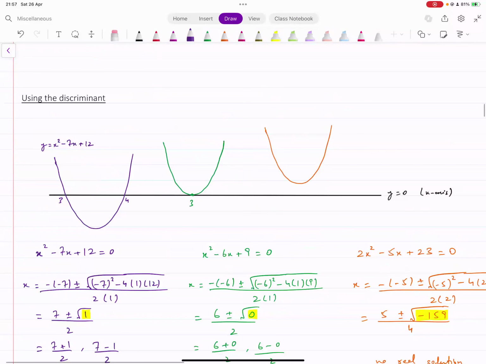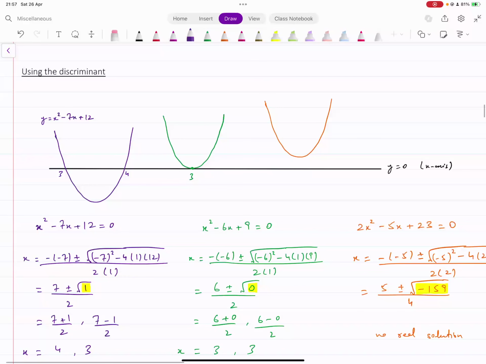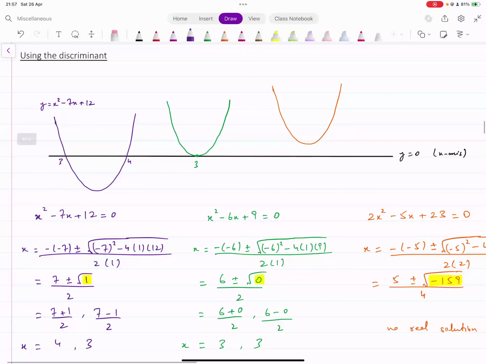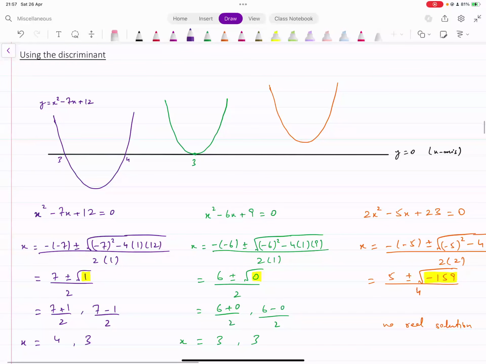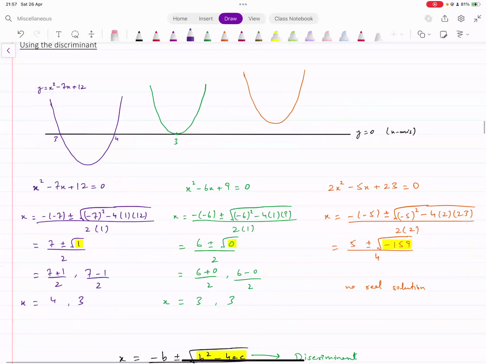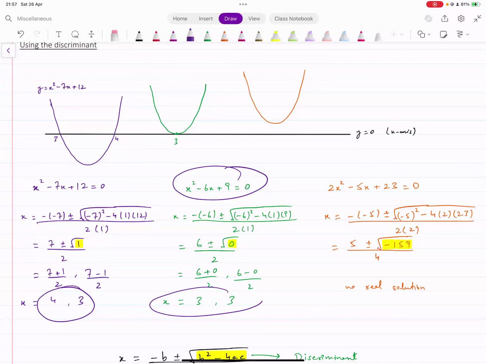Okay. X square minus 7x plus 12. Let's say we got a function like this. If we solve this equation, how many roots do you get from this? You get 2 different roots. If you solve now this equation, you get 2 equal roots. If you solve another equation, you get no real roots. What's the difference between all of these 3 equations?